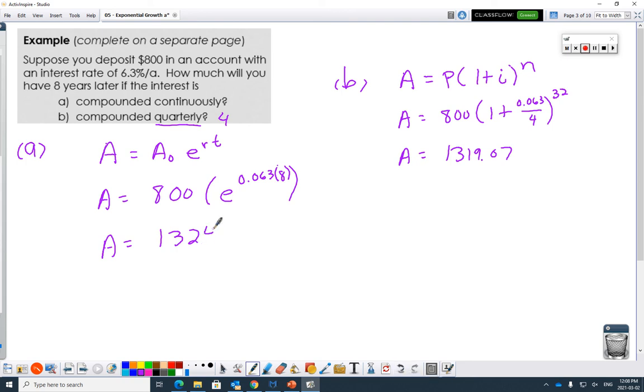Not overwhelming, the difference between getting your interest every 3 months versus continuously. Enough to matter in financial circles, though, and certainly enough to matter if this was millions of dollars we were talking about instead of thousands of dollars.